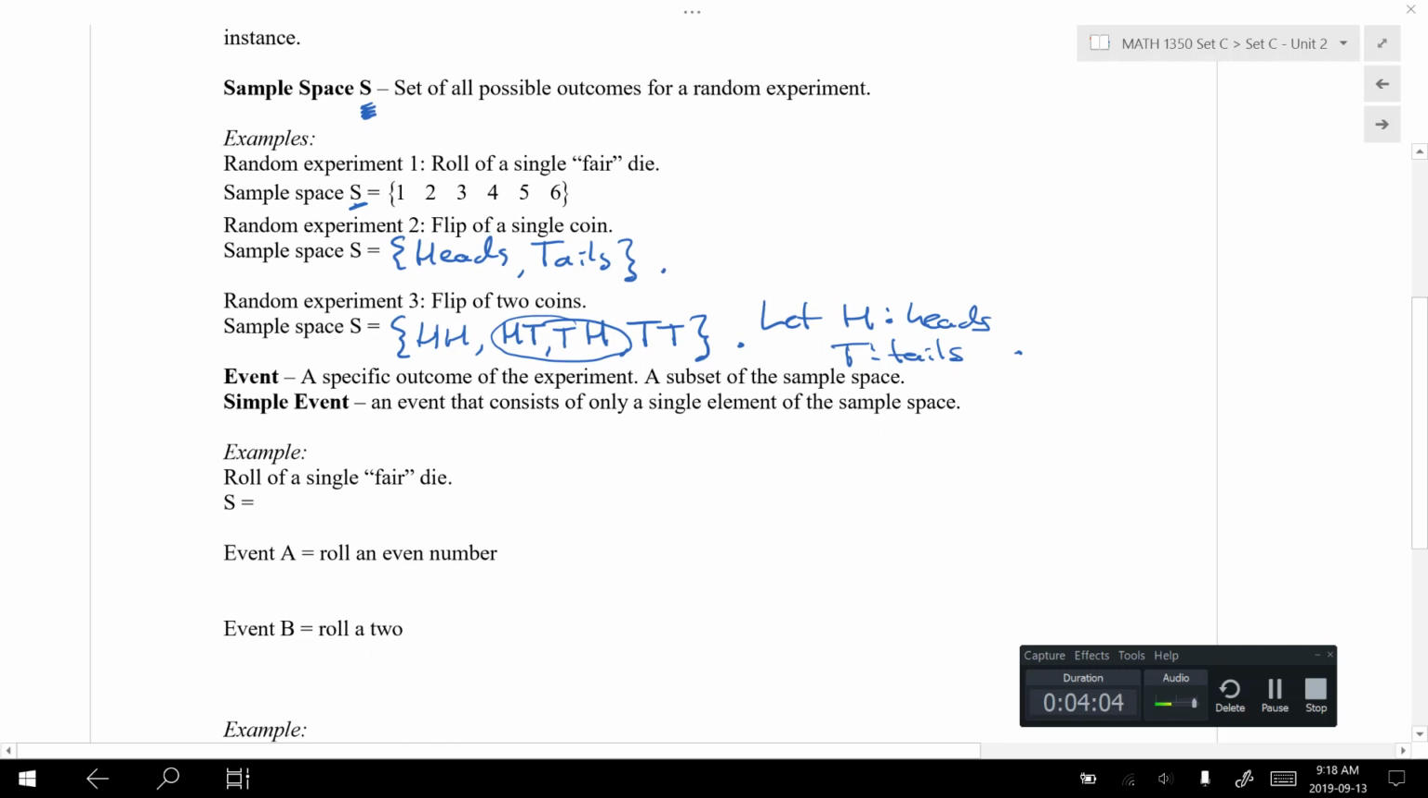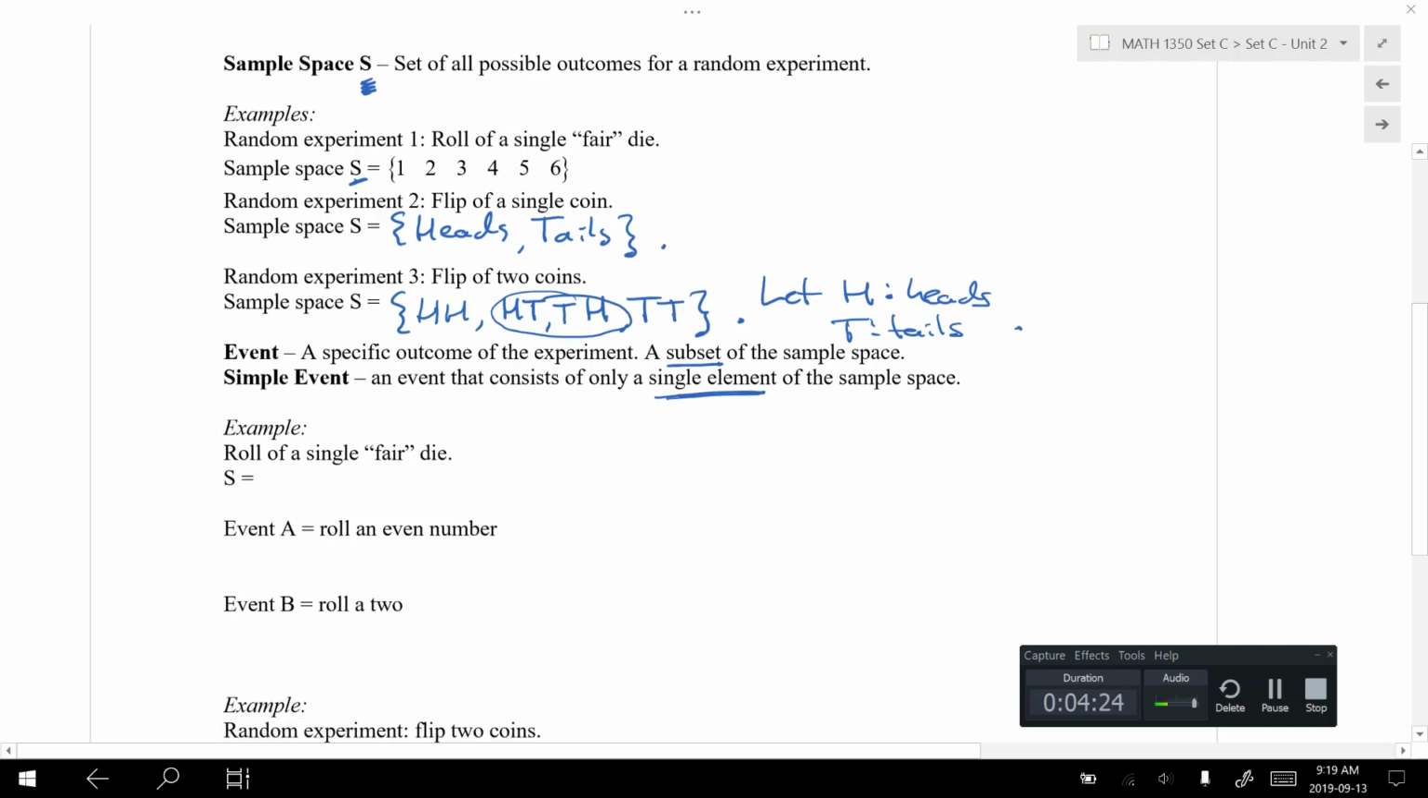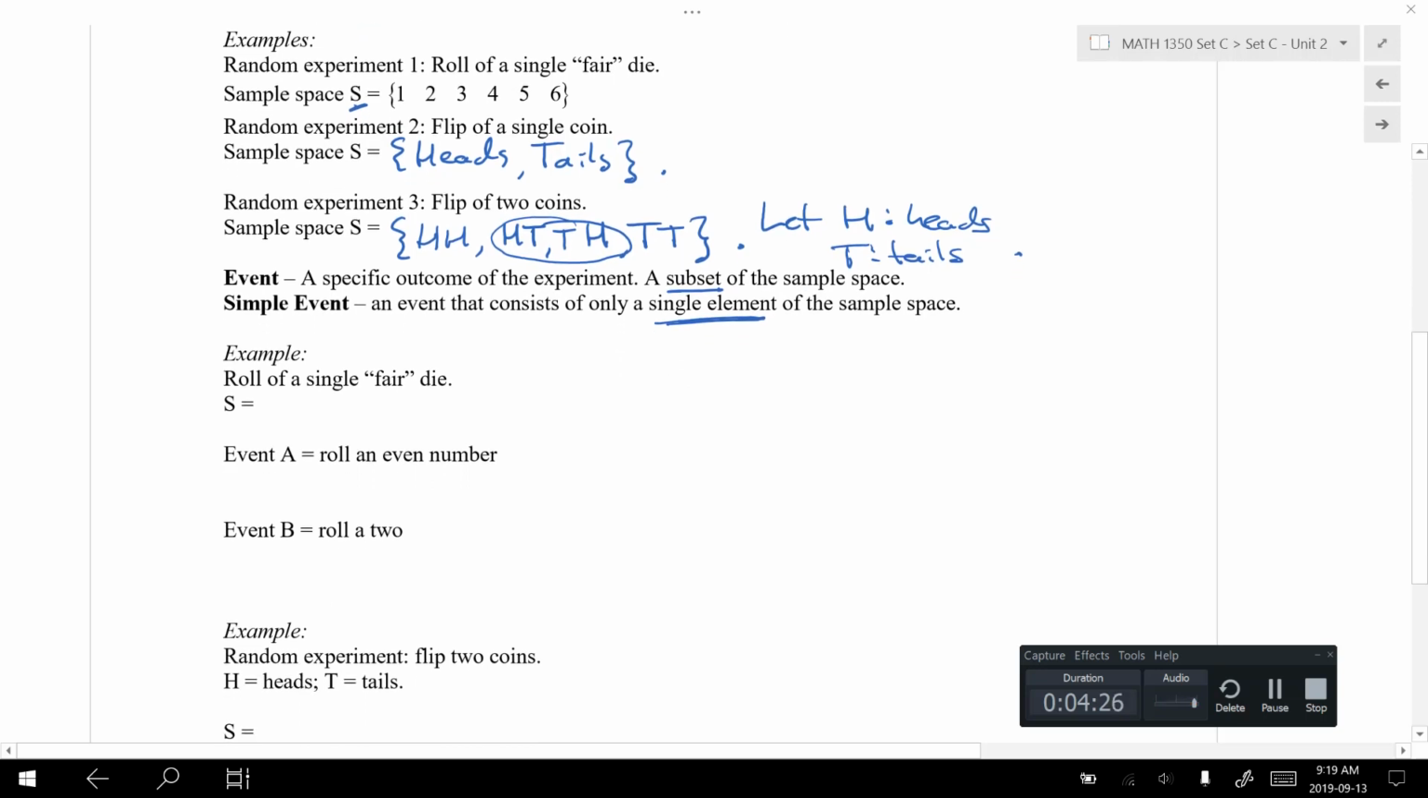An event is a specific outcome of a particular experiment, and this is some subset of the sample space. And we'll call that event simple if there's only one element in it. So if there's only one particular outcome in our event, then we would say it's simple. So again, for example, if we roll a single fair die, our S, or sample space, is going to be the numbers 1 to 6.